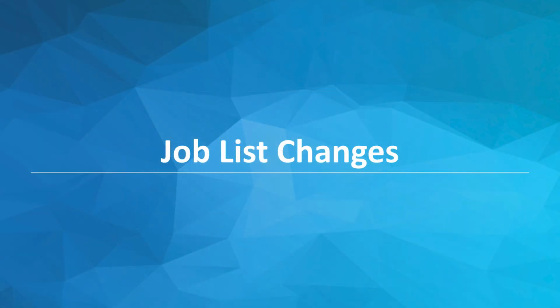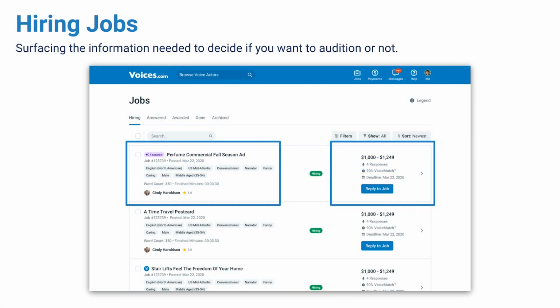All right, let's take a look at the job list changes. So really what we did was we surfaced the information needed for you to decide if you want to audition or not. And that means that we've put all of the job tags and the posted date and the word count and the finished minutes on a box to the left. And then in the box to the right, we put some of the other details like the budget for the job, how many talent have responded, what your voice match score is, and of course, what the deadline to reply to this job by is.